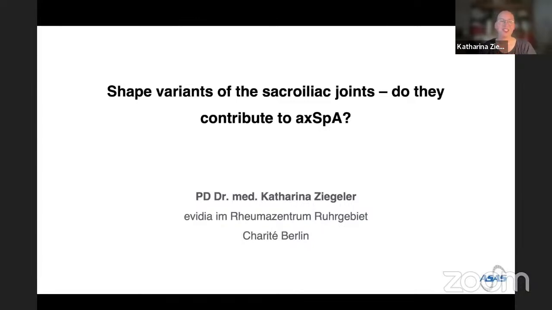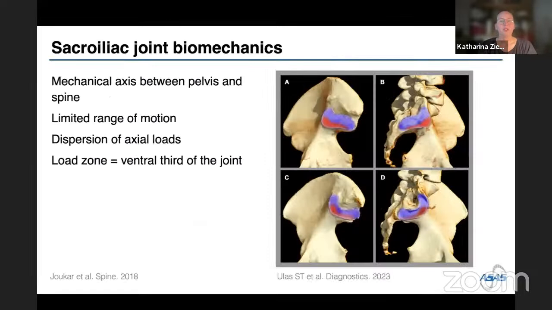So what I'm focusing on today is the shape variance of the sacroiliac joints, and whether they do in fact play any kind of role in axial spondyloarthritis. Before we dive into what are shape variants and what kind of role they play, I would like to take you on a little detour on sacroiliac joint biomechanics, because this is a really central topic in the area of sort of anatomy of the sacroiliac joint.